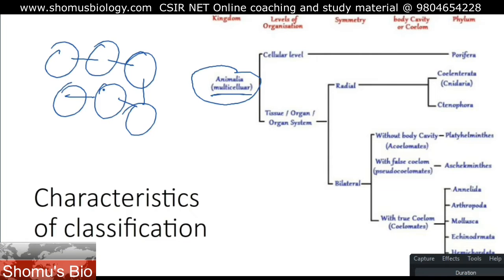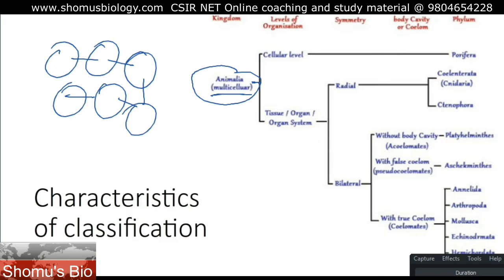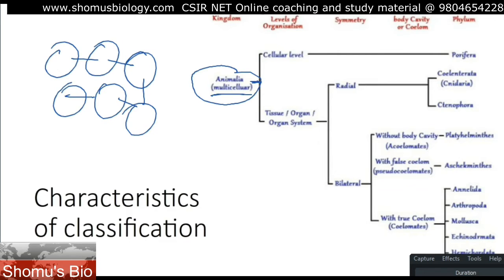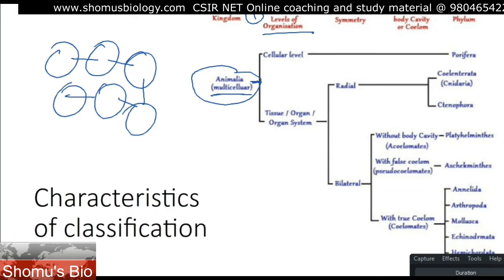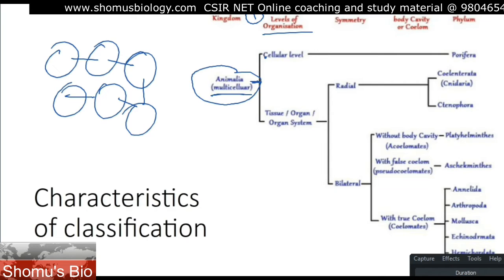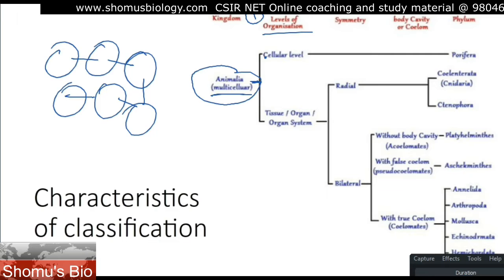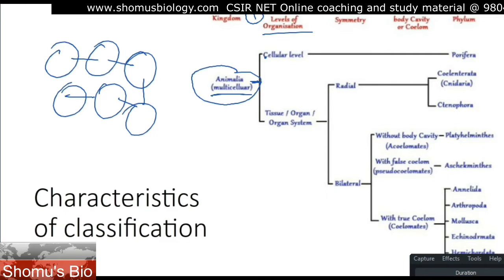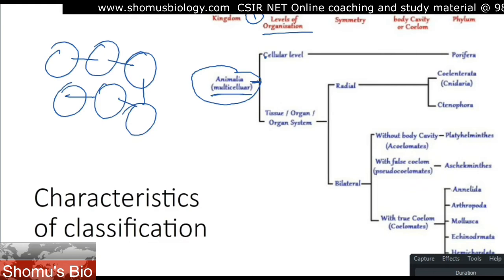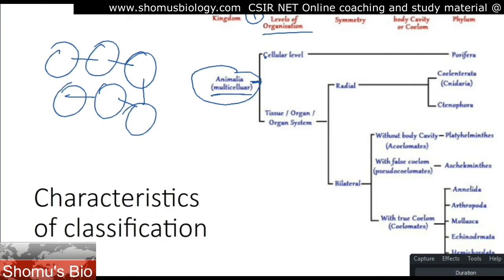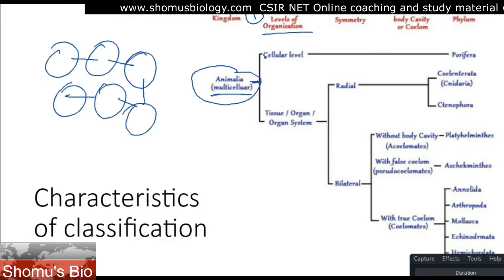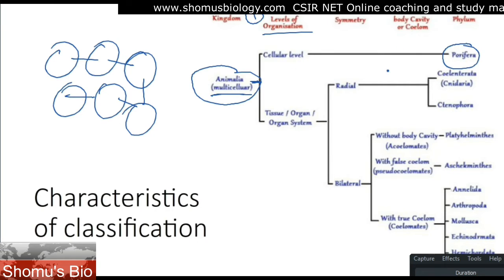Now depending upon that, we can also divide that animal multicellular kingdom. So the first property for which we can divide is the levels of organization. Levels of organization means either cellular level or the tissue organ system level. Cellular level is much more basic, while tissue organ system level is a little bit more complex. Only one phylum belongs to the cellular level, for example Porifera. Sponge belongs to cellular level organization in the animal kingdom.